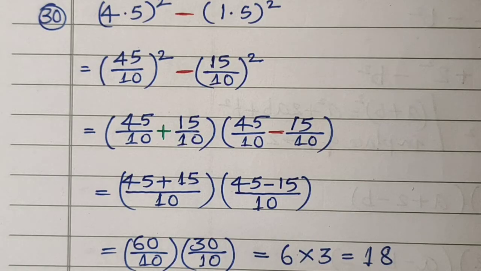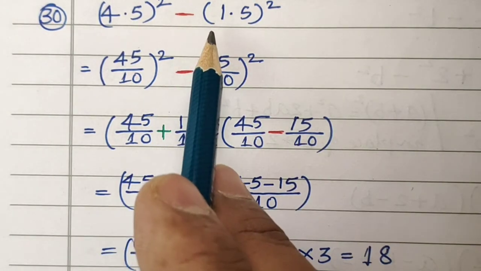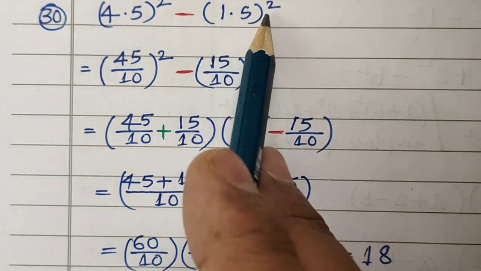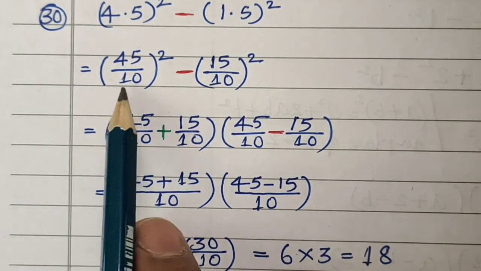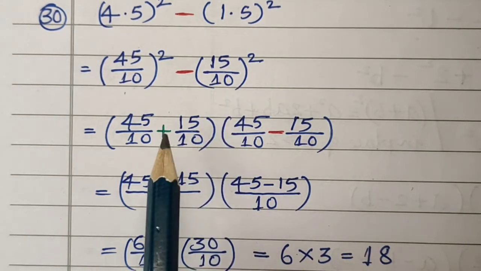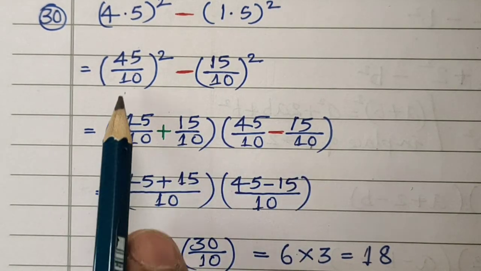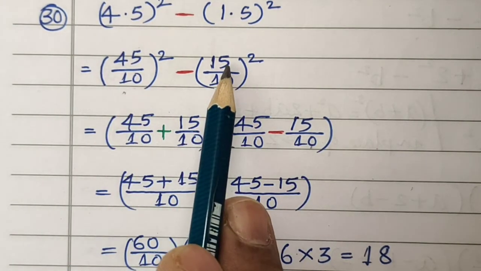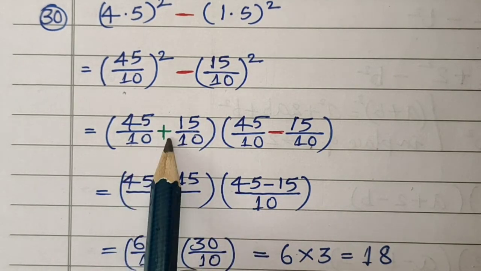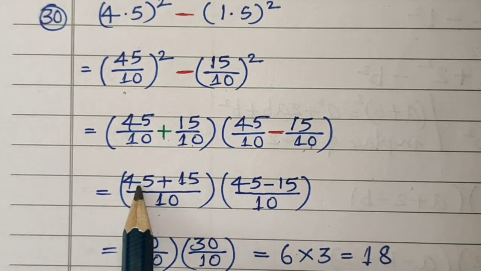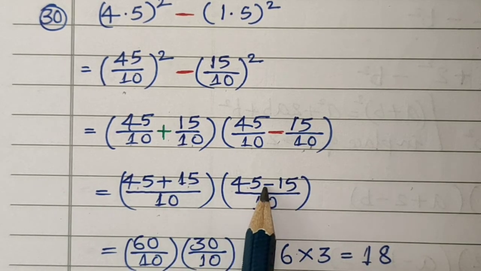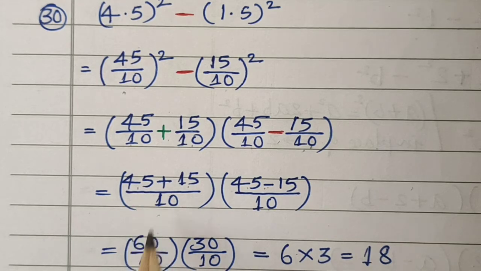Factorize (4.5)² − (1.5)². This can be written as (45/10)² − (15/10)². This is in the form of a² − b², (a + b)(a − b). In place of a we have 45 by 10, in place of b we have 15 by 10. (45/10 + 15/10)(45/10 − 15/10). Take 10 as LCM, 45 plus 15, 45 minus 15 divided by 10. This is 60 by 10, this is 30 by 10, 6 into 3, that is 18.